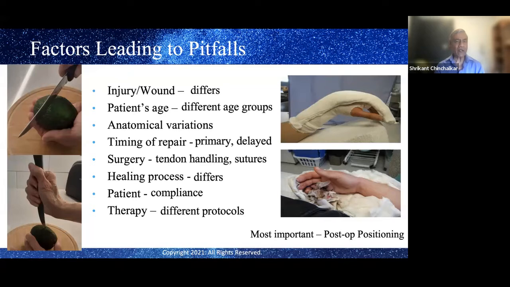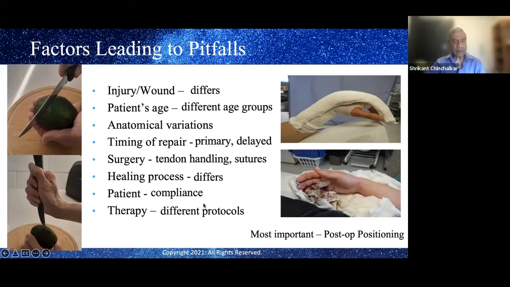However, it is very difficult for us to identify who is a heavy or bad scar former and who is a normal scar former. So in these situations, because of the alteration or differences in the healing process of their tendons, patients are quite likely to fall into those pitfalls that I talked about, because of the denser scar formation tendency that these patients have.